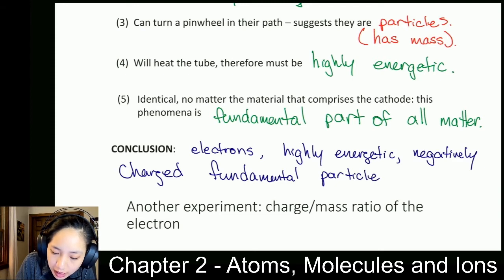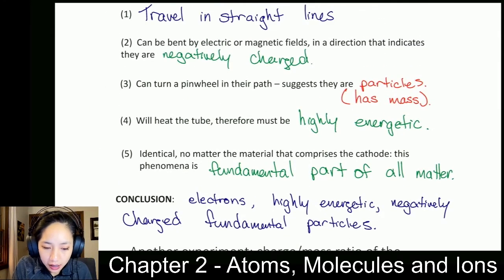And so you can see how all of these things, this sentence that I just wrote, or whatever partial definition of electron, came from all of these different observations. We have highly energetic, that relates to this observation that it heats the tube. Negatively charged, that was determined by the use of a magnet to deflect the ray. And then fundamental, this will be observed in any type of material. And then finally, particle, because of the little pinwheel experiment they did that turned the pinwheel. And so that was their conclusion for the existence of electrons.